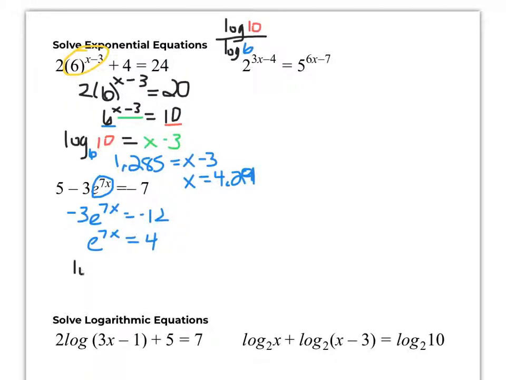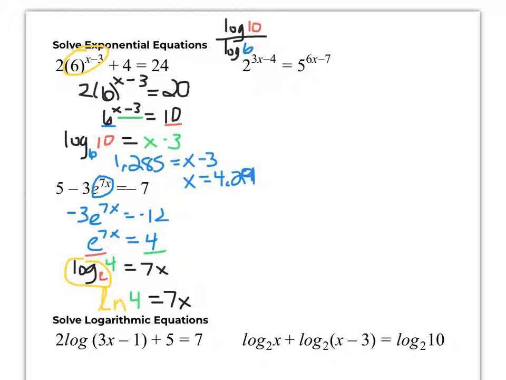So log base e of 4 equals 7x. But log base e is just natural log. So I'm going to do natural log of 4 equals 7x, which means after I do natural log 4, I'm going to divide by 7.